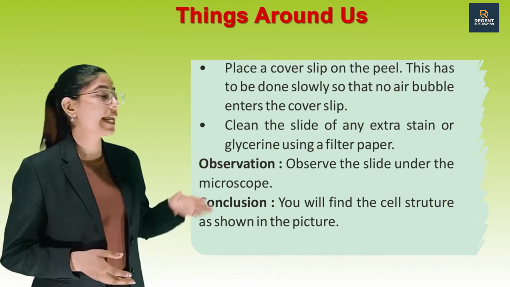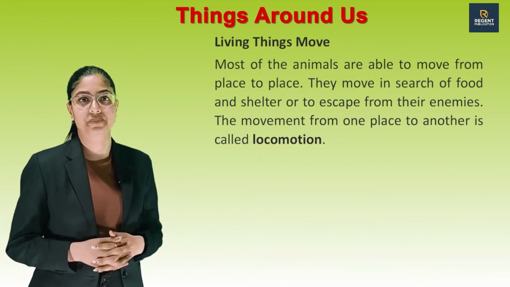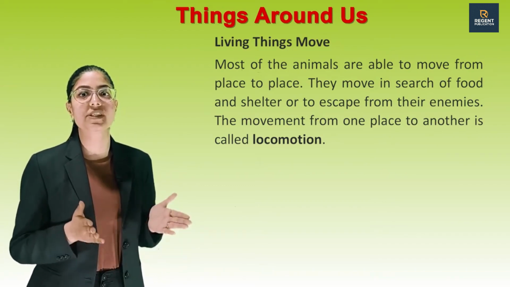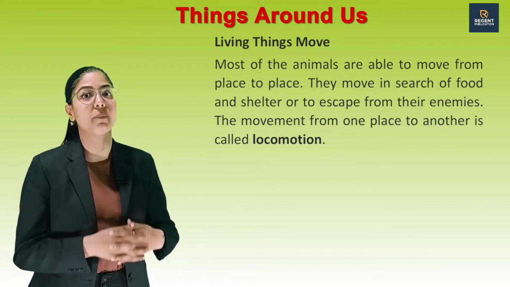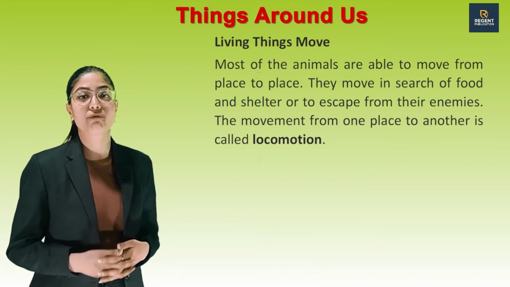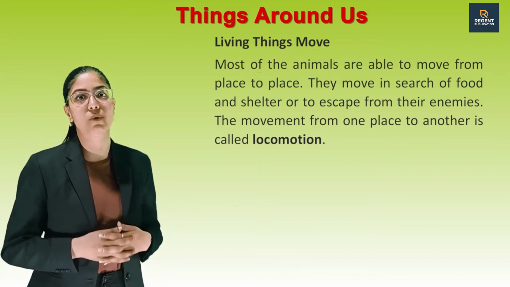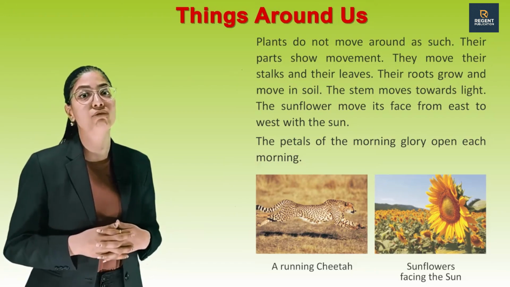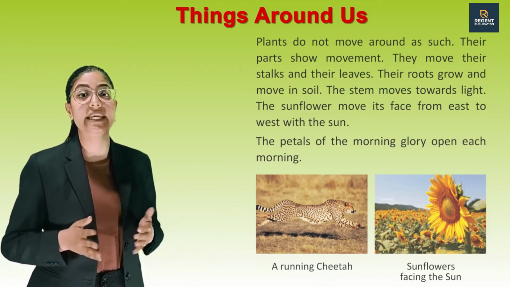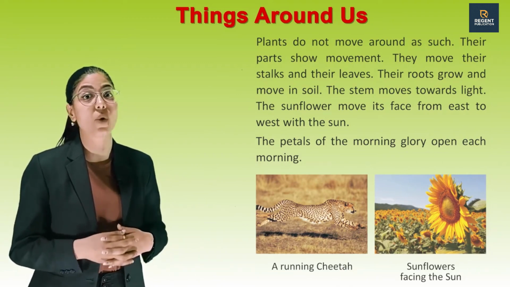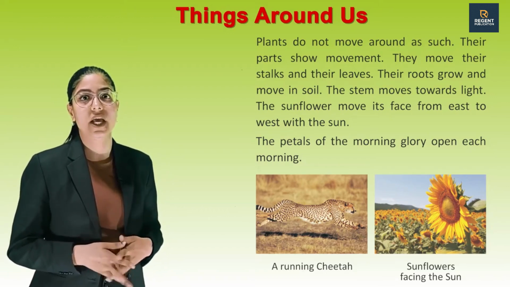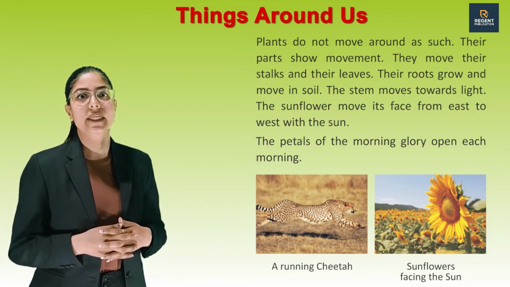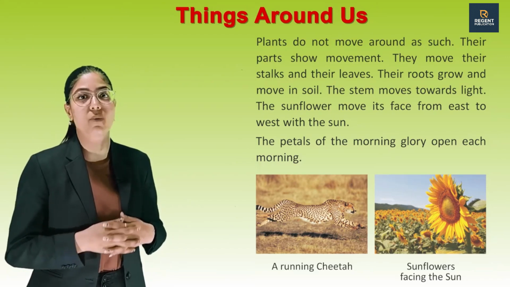Next is, living things move. Most of the animals are able to move from place to place. They move in search of food and shelter or to escape from their enemies. The movement from one place to another is called locomotion. Plants do not move around as such, but their parts show movement. They move their stalks and their leaves. Their roots grow and move in soil. The stems move towards light. The sunflower moves its face from east to west with the sun. The petals of the morning glory open each morning.